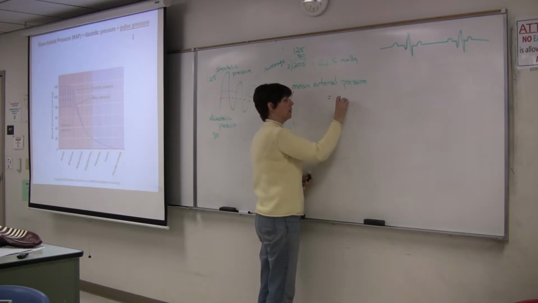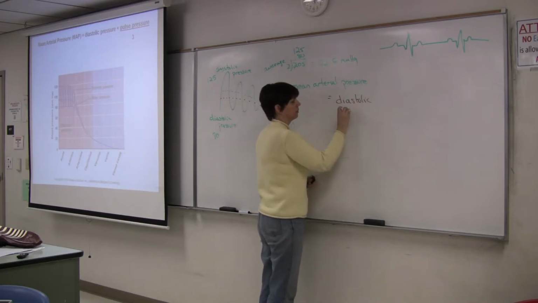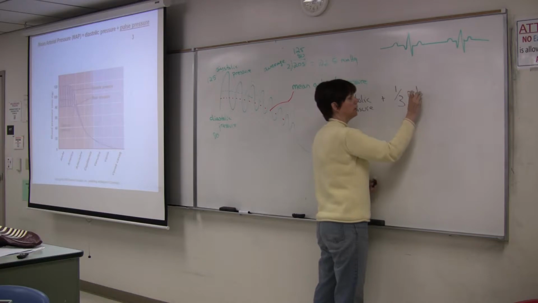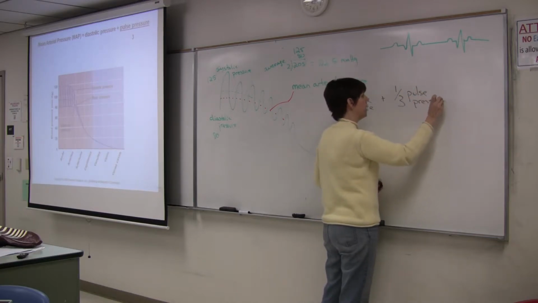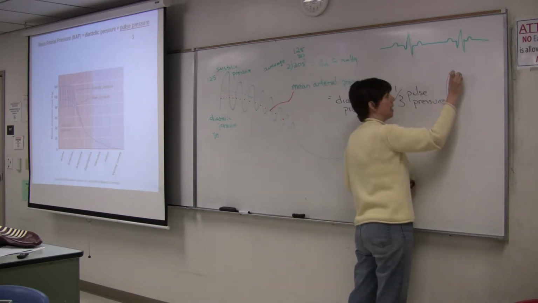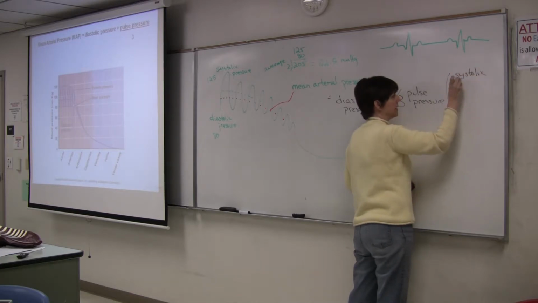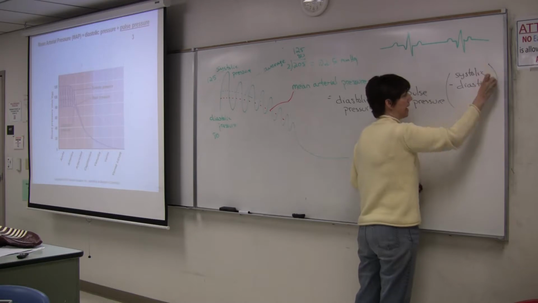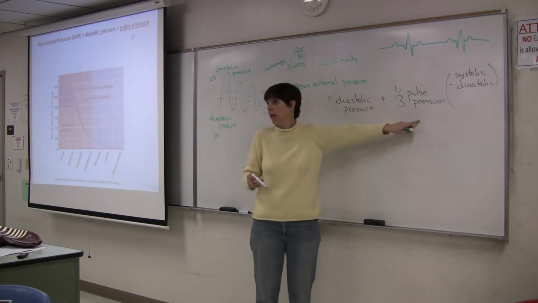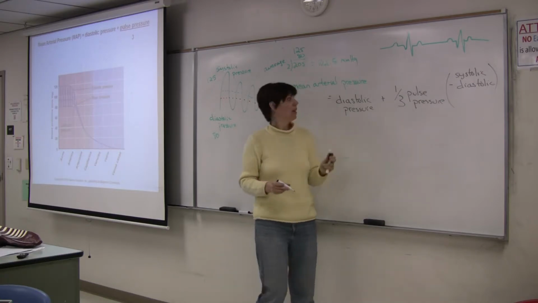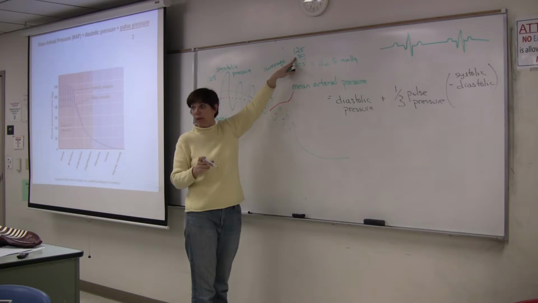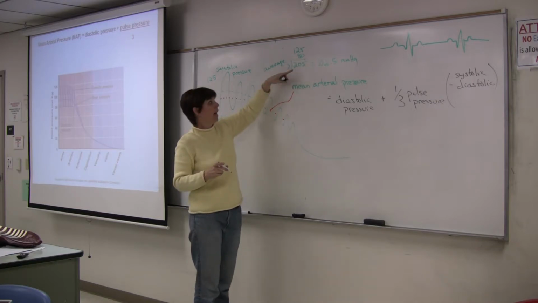It is equal to diastolic pressure plus 1/3 of pulse pressure. And pulse pressure is defined as the difference between these two numbers. So pulse pressure is equal to systolic minus diastolic. Okay? So I don't add these two together and divide by 3. I find my pulse pressure, divide by 3, and add it to diastolic. So if I take these values, 125 minus 80 is 45. 45 would be my pulse pressure.